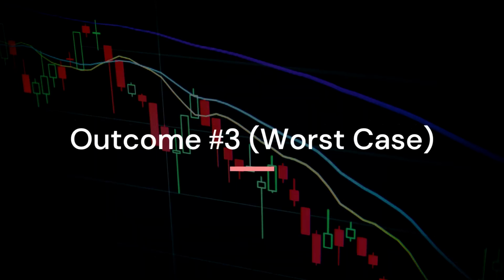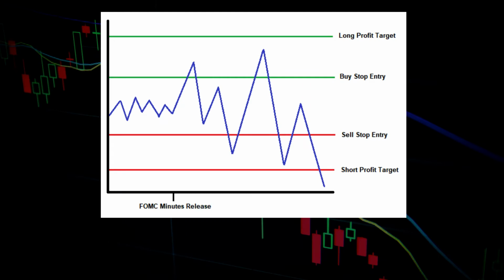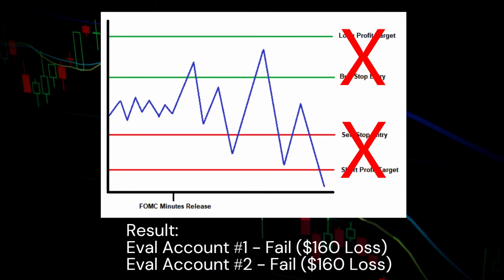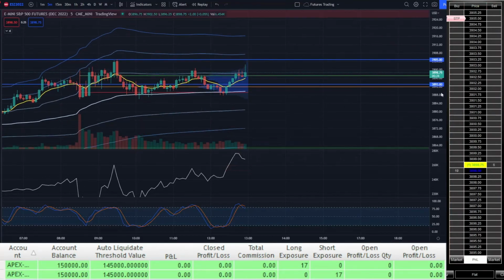The third potential outcome is that there's no clear direction when the minutes are released, and price just chops around wildly, triggering both account stop orders without hitting any profit targets, and both accounts get auto-liquidated from the choppiness. This would result in both accounts failing, a total net loss of $320. Alright, now that the premise and strategy has been discussed, let's see the test results.